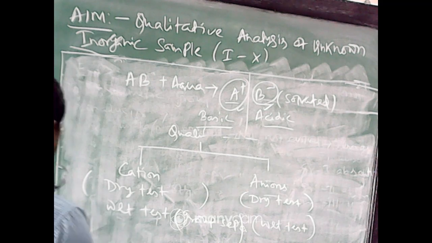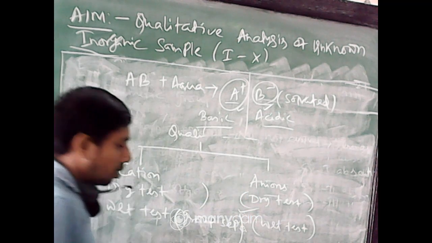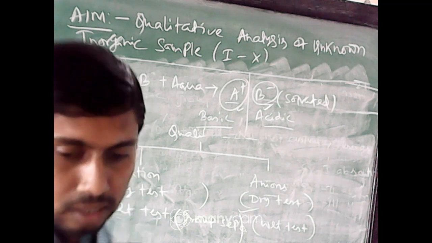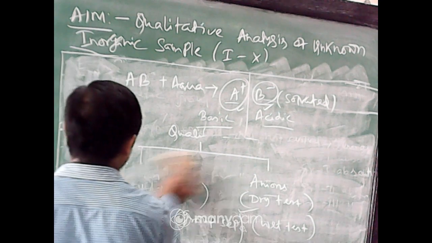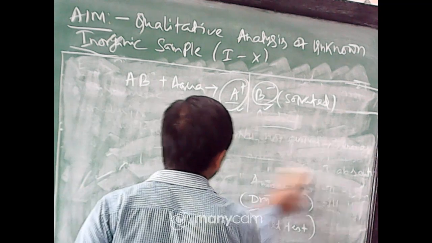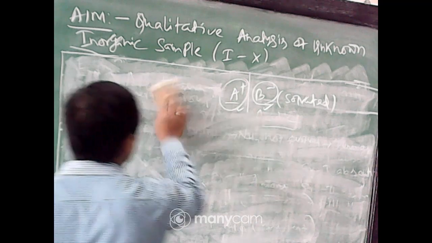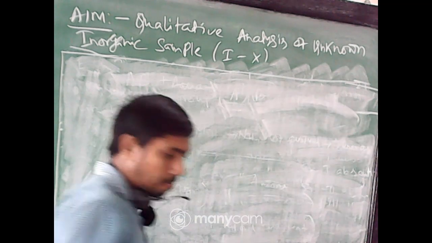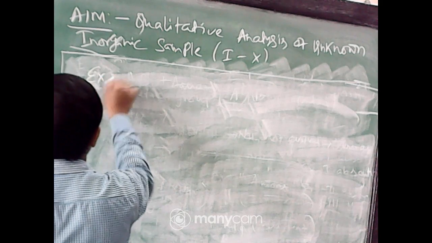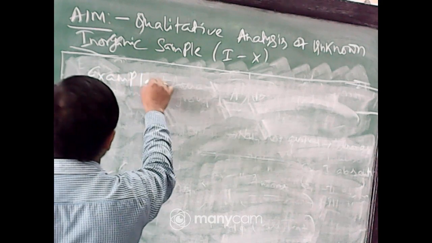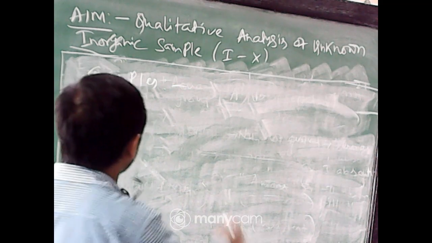Okay, that was about the dry test and wet test. Now we will go to examples of cations and anions. Now the examples of cations.